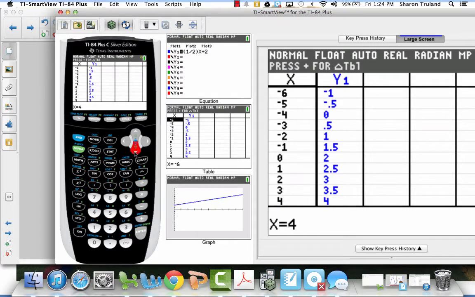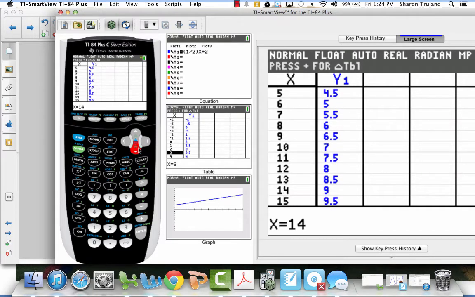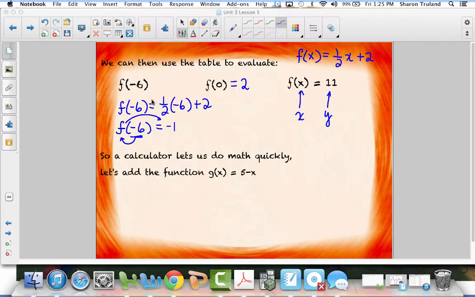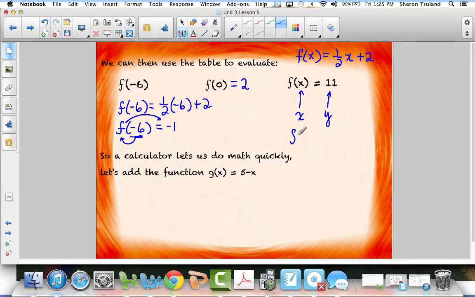So I'm just going to keep going down this list, getting closer until I see 11 pop up in the y place. Just a few more, and there it is. 18, when x is 18, y will be 11. Beautiful. So my answer is when x is 18, y is 11. Now we could have solved that out. I could have said 11 is the y value when I take half of some number and add 2 onto it. And I could have solved that.